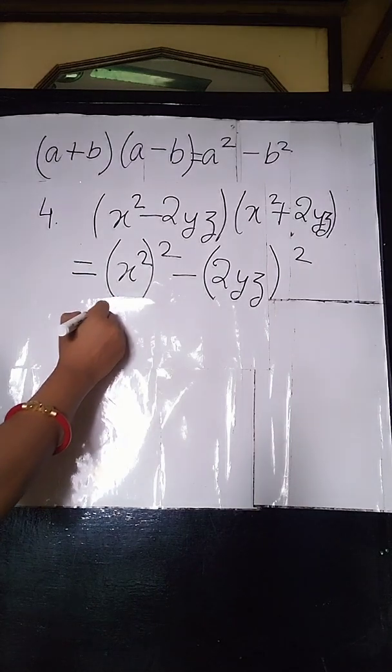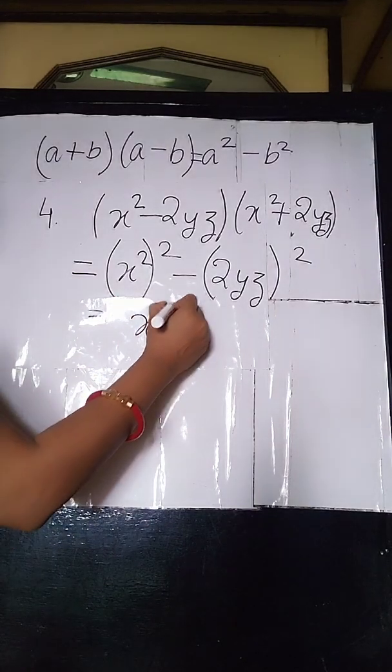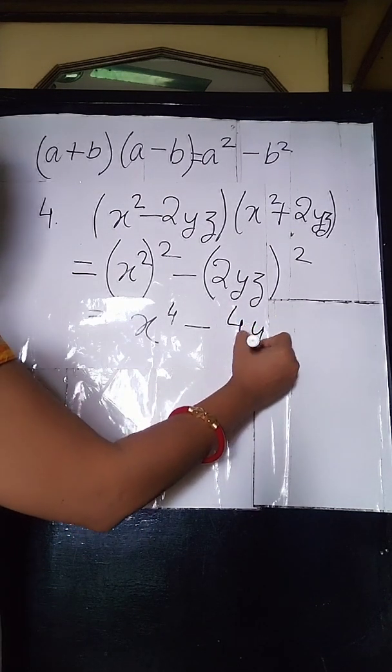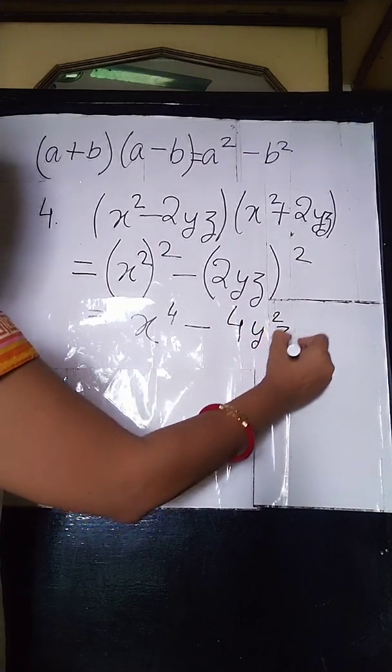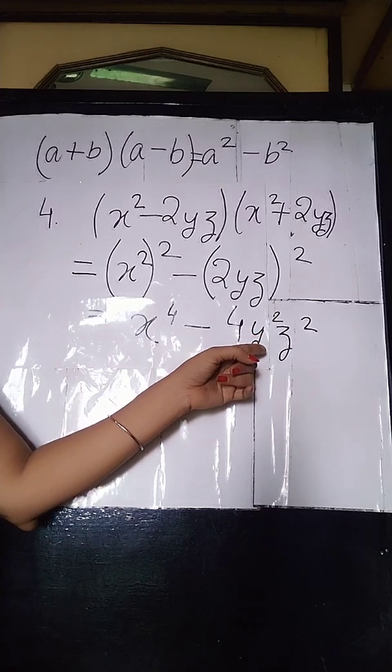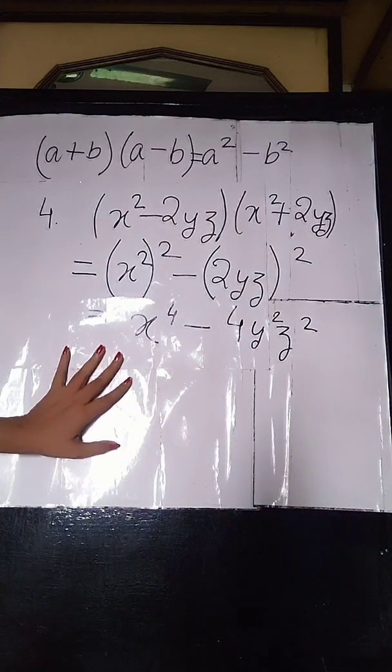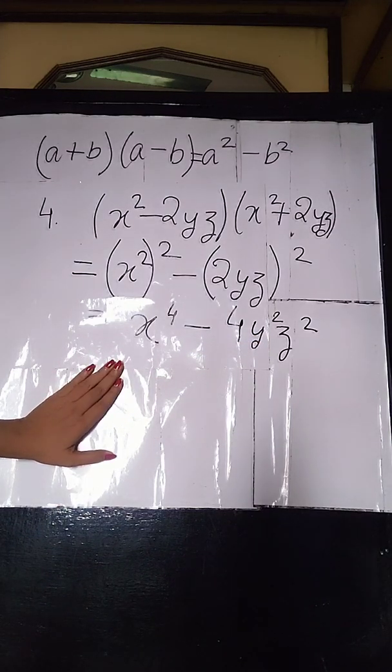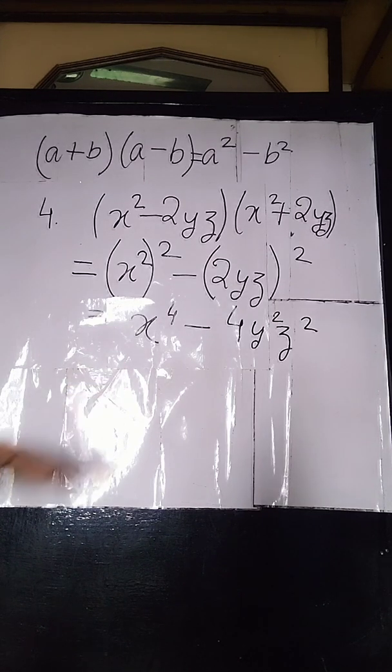Now we will remove the brackets. (x²)² means x⁴. And (2yz)² means 4y²z². 2 twos are 4, and (yz)² means y²z². So this is the answer of sum number 4. Now gradually we will move on to other sums.